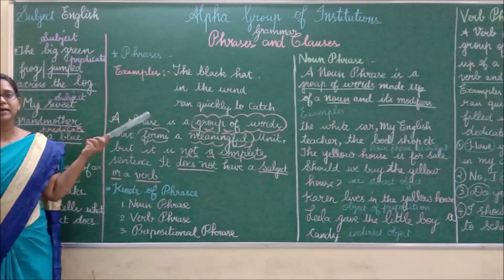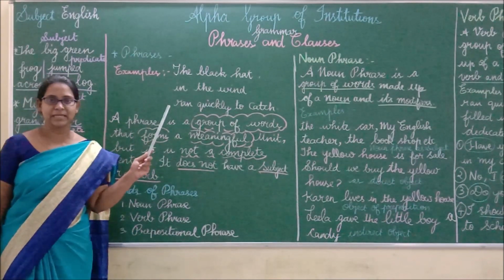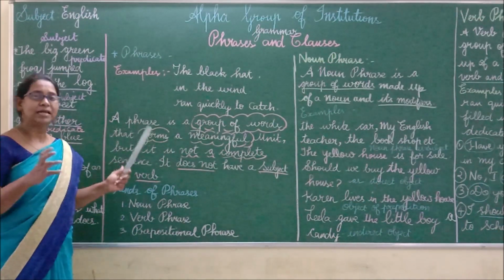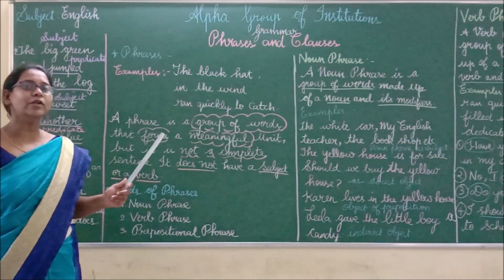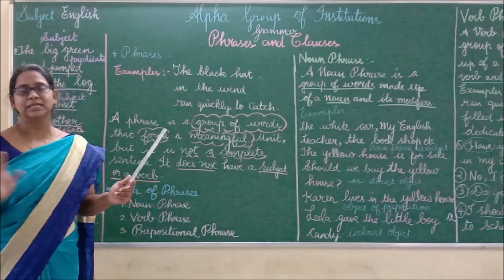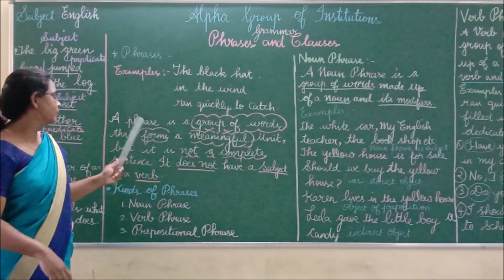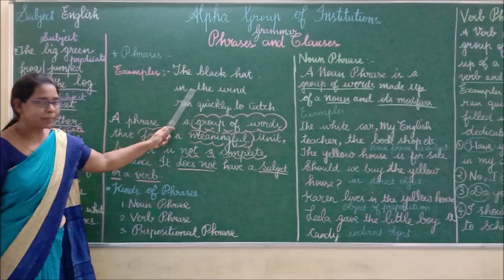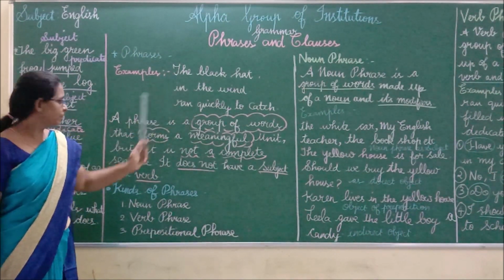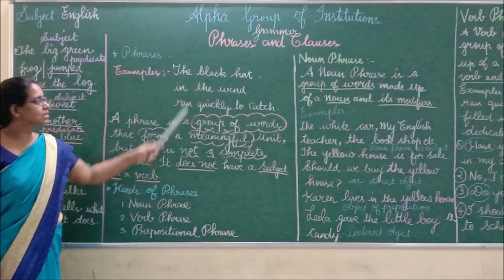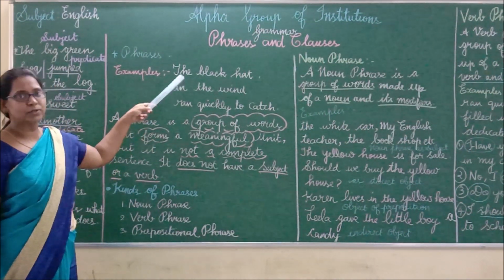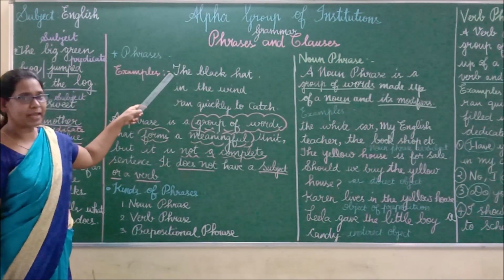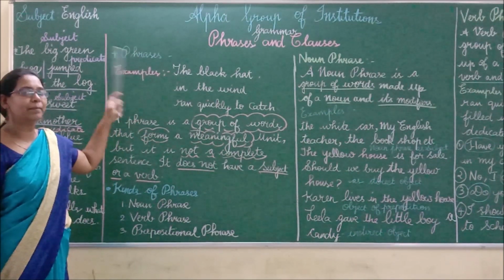From this, can you say what is meant by phrases? Phrases is nothing but a group of words which does not contain a subject or a verb. That is called a phrase. It gives a meaning, but it is not a complete sentence. A phrase is a group of words that forms a meaningful unit. Is it meaningful? Yes, but it is not a complete sentence. The black hat is not a complete sentence. Is it giving meaning? Yes, it gives a meaning, but it is not a complete sentence.